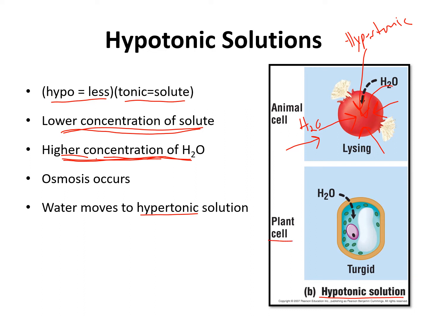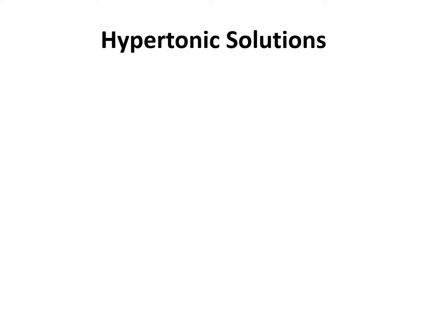For plant cells, it's a little bit different. You have a lot of water moving into this plant cell because the plant cell is hypertonic compared to the environment, but the plant cell will not rupture because the plant cell has that rigid cell wall, which will prevent the membrane from rupturing. So again, if the two solutions are not isotonic to each other, if they're not the same concentration, then one has to be hypotonic and one has to be hypertonic.